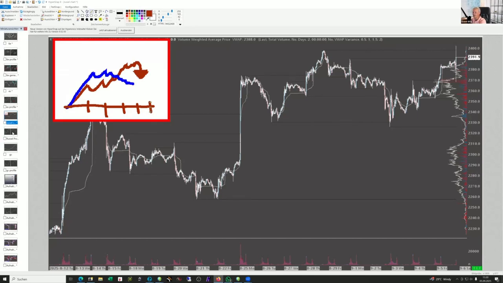Can we share the Sierra Chart template with the students? Yes, we can do it. Serge will do it next week for you, because he's a master of the technical things. I have no idea how it works.